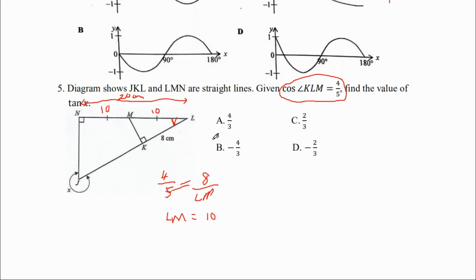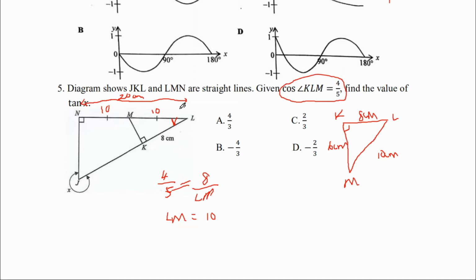Okay, this question is a bit tricky because we have to invert this triangle. We invert this triangle, then you will have a triangle that looks like this. Okay, this is K, this is M, this is L. KL equals 8 cm, LM equals 10 cm, MK we can use Pythagoras theorem, so 8, 10, this must be 6 cm.